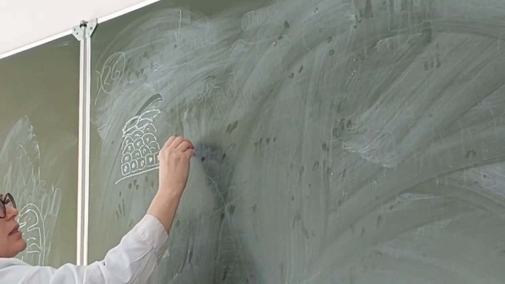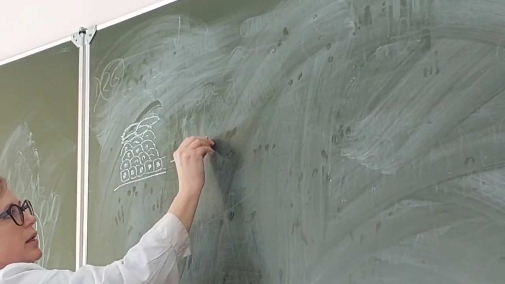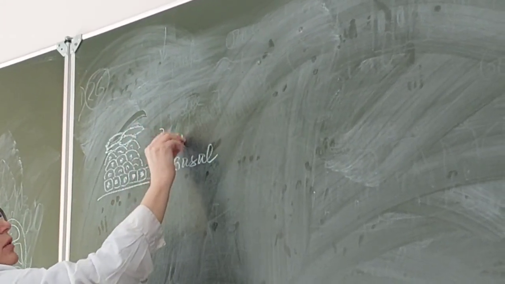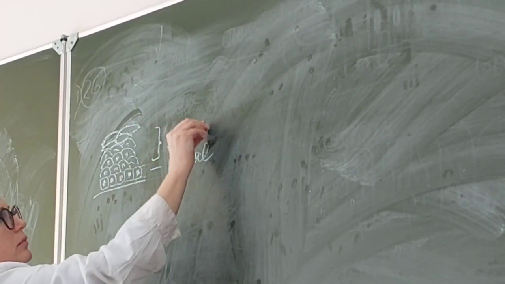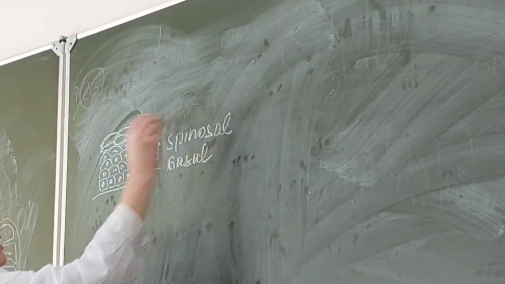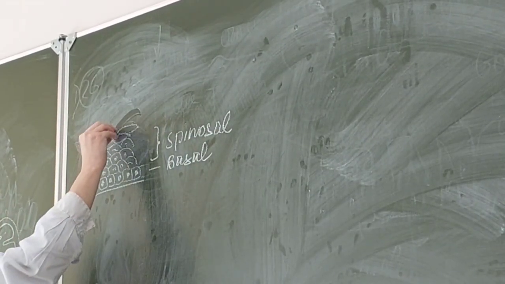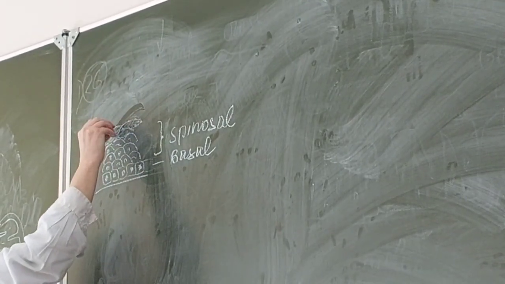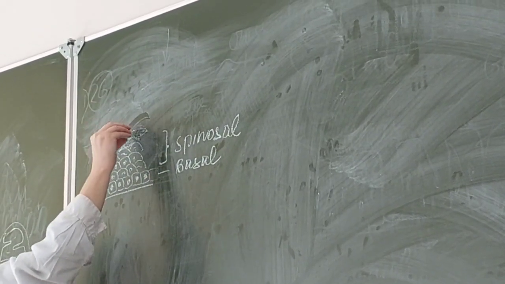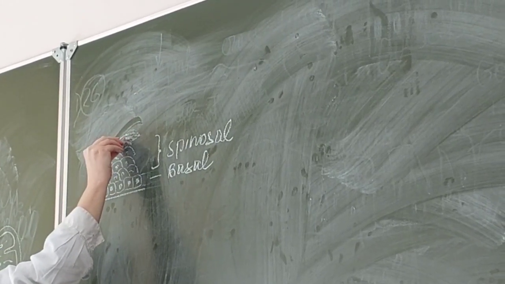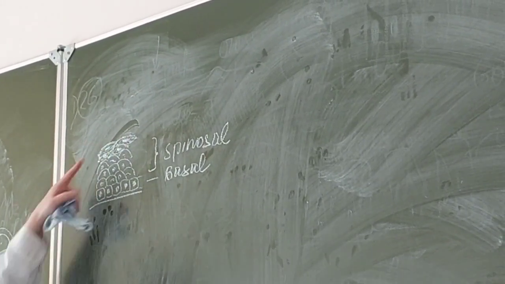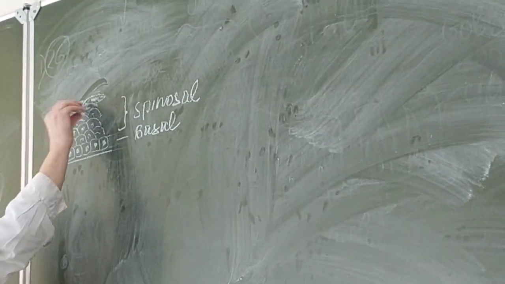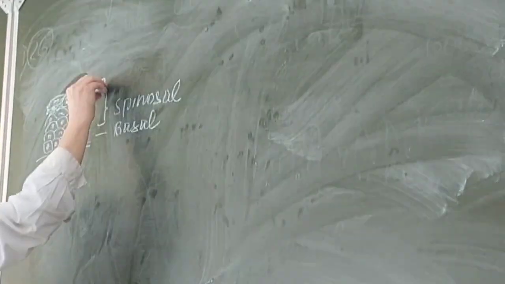This cell belongs to the basal layer. This is the spinosal layer. This cell, granular layer. This cell is the darkest. That's why I add color to them, and in the cytoplasm we can add granules.